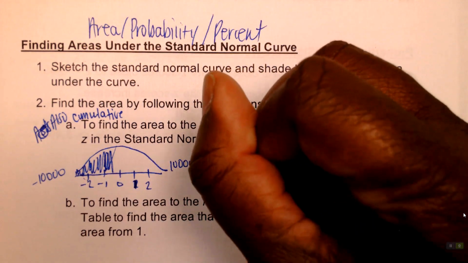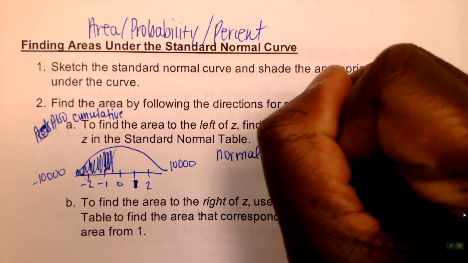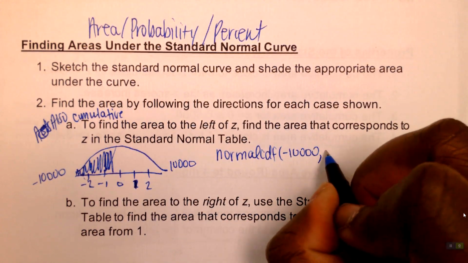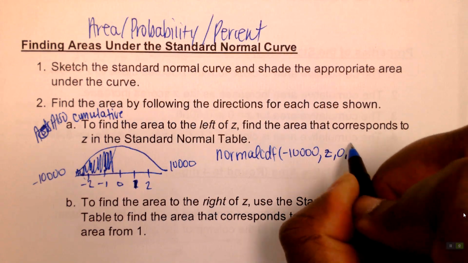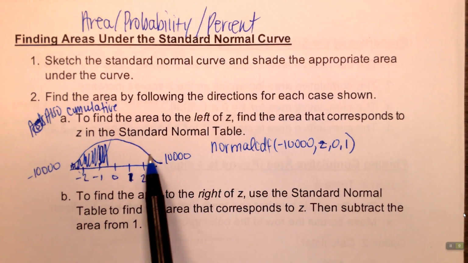So in your calculator, it's going to be normal CDF, -10,000, your Z, 0, 1. So that's what we just learned.